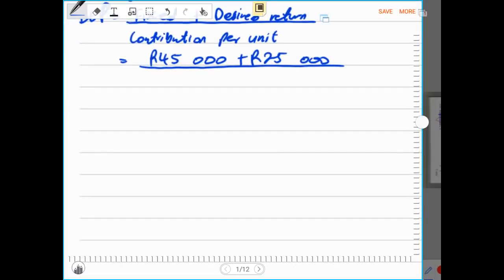To calculate marginal contribution per unit, we first have to say sales minus variable cost. To calculate the marginal contribution, we say sales less variable cost. That will give us the marginal contribution. Therefore, here we will have the cost per unit, where we calculate everything per unit. We were given the selling price per unit as 40 rand.